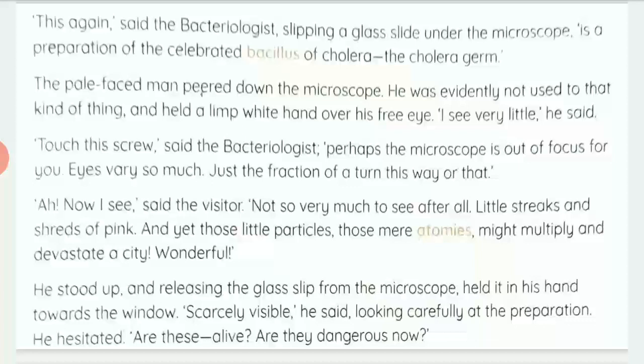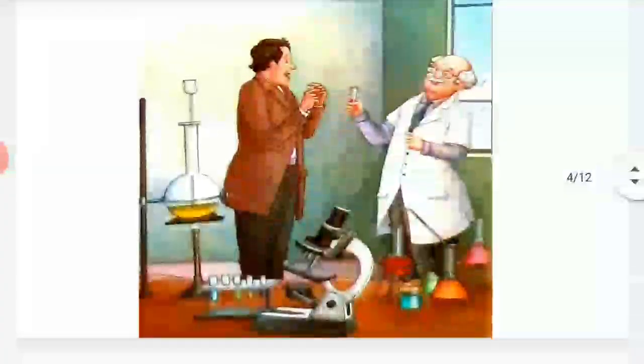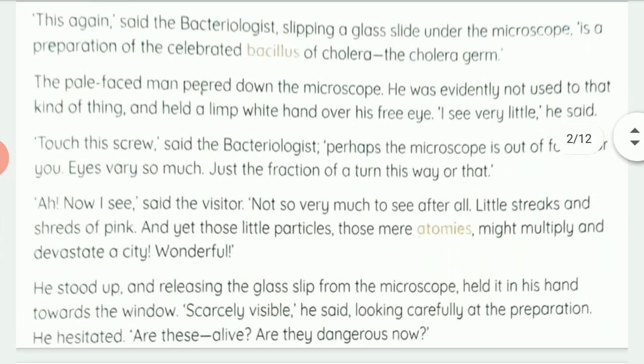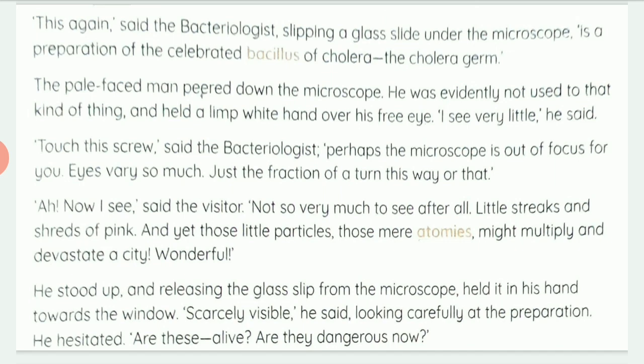"Touch this screw," said the bacteriologist. "Perhaps the microscope is out of focus for you. Eyes vary so much, just a fraction of a turn this way or that." So the bacteriologist advised him to adjust the screw of the microscope so that he might adjust the focus accordingly. As you can even see in the picture over here, the microscope. All right, so he asked him to touch the screw and adjust its focus, zoom it a little in or out, so that he could easily see the cholera germ. He could observe the cholera germ under that microscope.